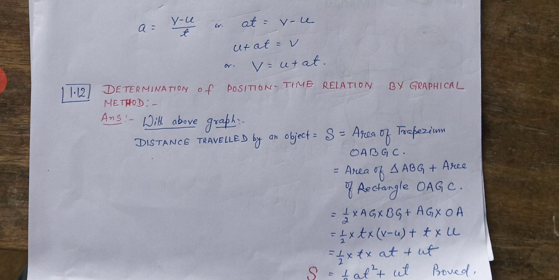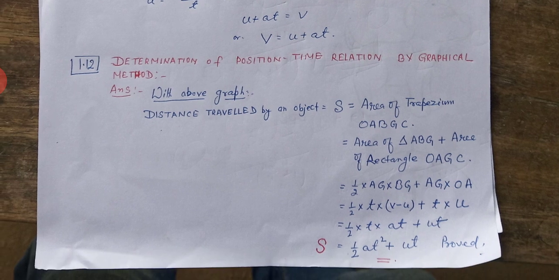That's all. Now, determination of the position time relation by the graphical method. With the above figure, the distance traveled by an object, supposing S, is equal to the area of trapezium OABGC. So we know the area of triangle ABG and the area of the rectangle OAGC. Area of triangle ABG is half into base into height. Here base is AG and height is BG, plus the area of rectangle, we know length into breadth, so length is AG and breadth is OA.